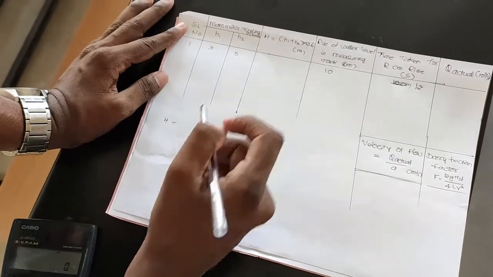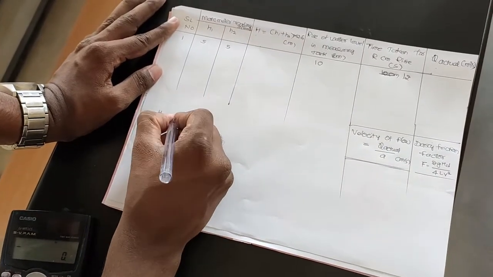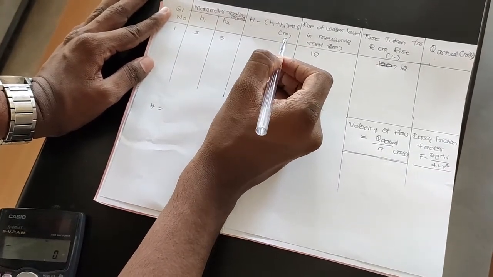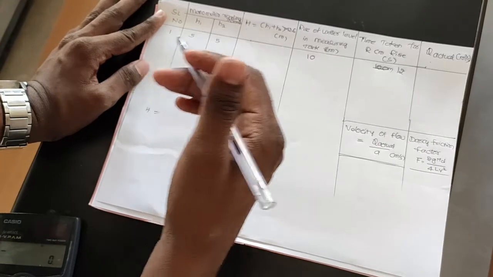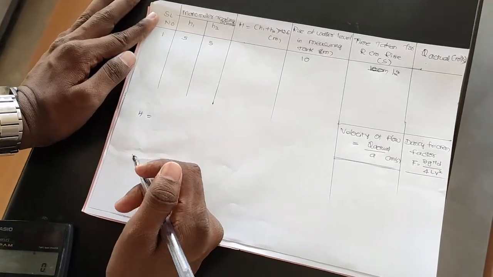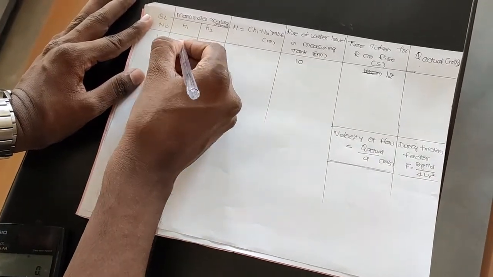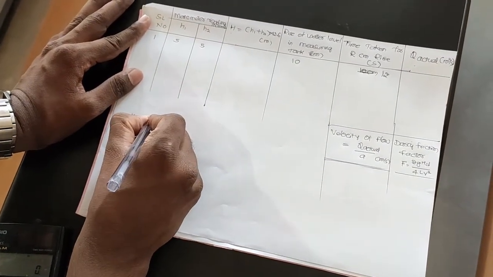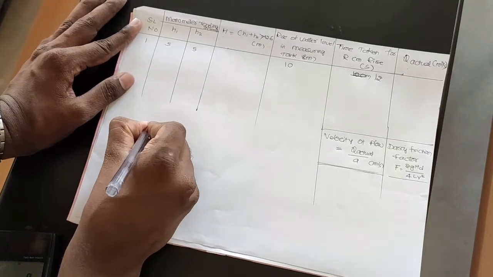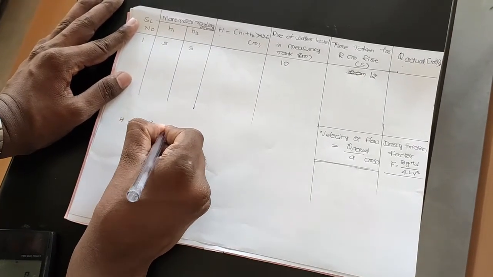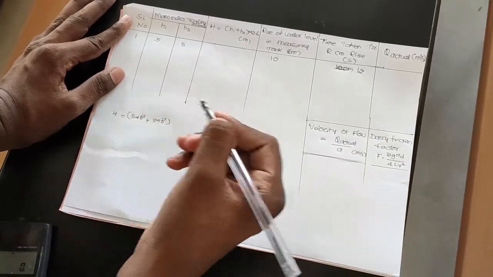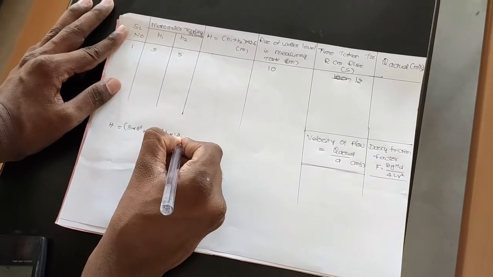So what you need to do? You have to calculate the pressure head in terms of meters. So H1 plus H2 into 12.6, the mercury head will be converted to the water head. That's what we have to do. The manometer readings were recorded in millimeters, so that has to be converted to meters. So 5 into 10 power minus 3 plus 5 into 10 power minus 3, millimeters converted to meters, multiplied by 12.6.